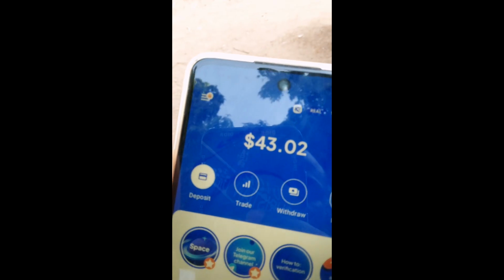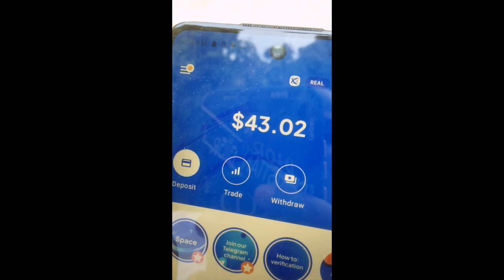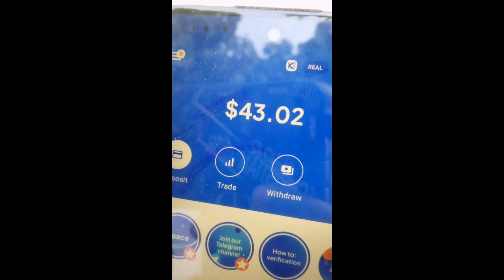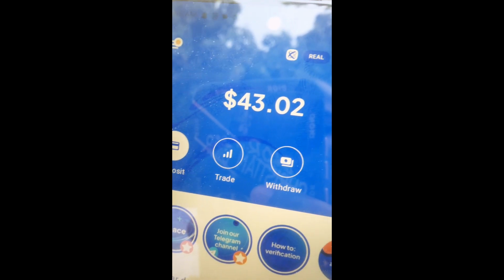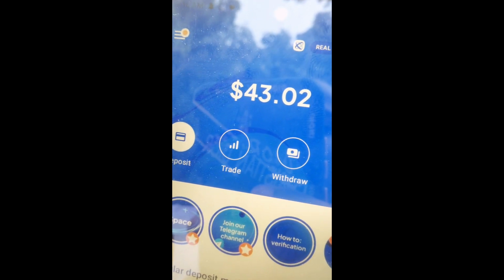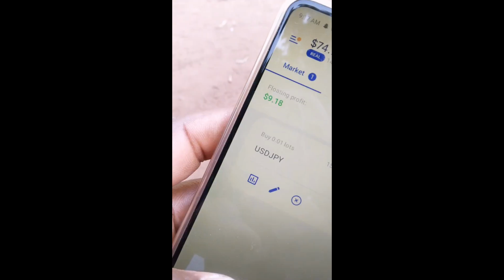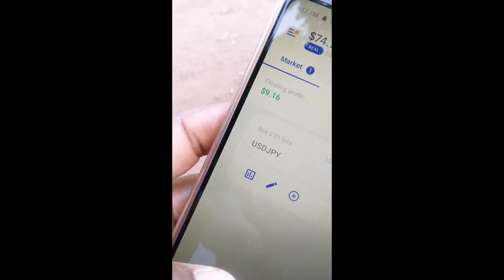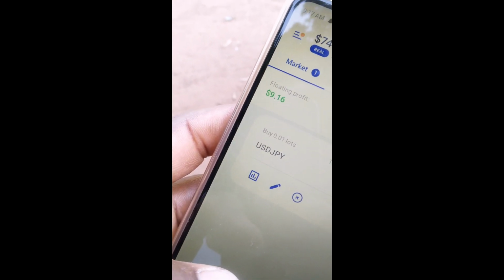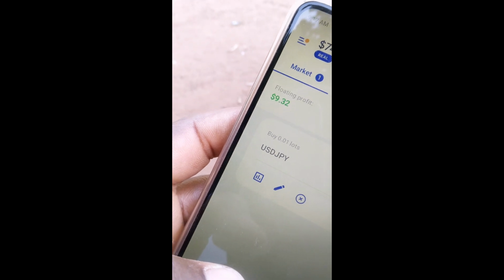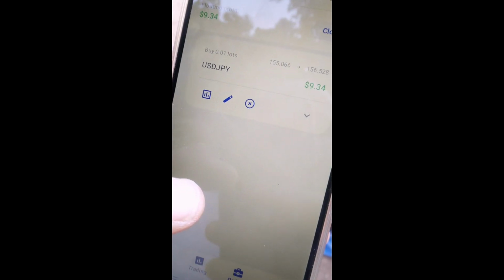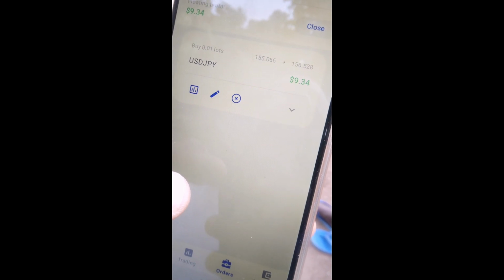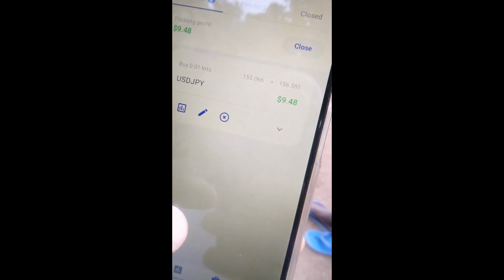Second account, you can see that this is the Octa FS real account. So this is also a real account. The one we have right now is around $43. This is a real account, 9.34 at the moment. This is the lot size, USDJPY 0.01, and we are currently $9 in profit.